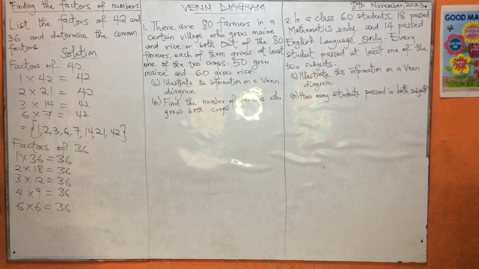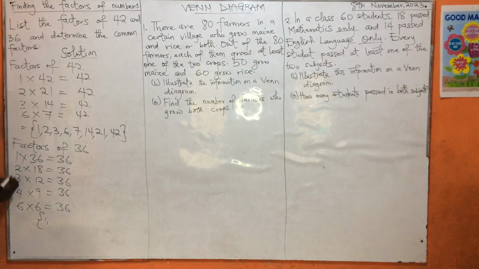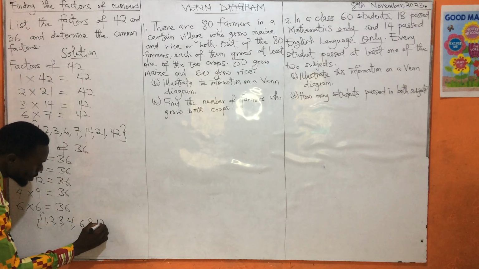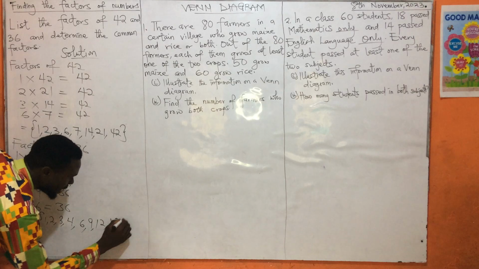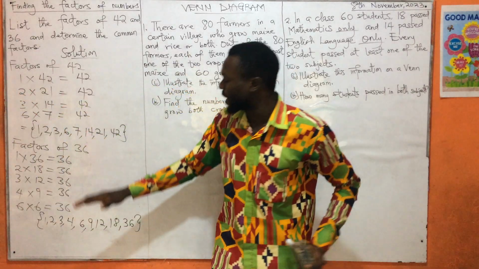So what are the factors of 36? The factors of 36 are, you pick them in a U shape: 1, 2, 3, 4, 6. When you pick in a U shape, you notice that we have 6 here and 6 here. Since you've written the 6, don't repeat it. So you go to the next one: 9, 12, 18, and 36. So now we have been able to list the factors of what?